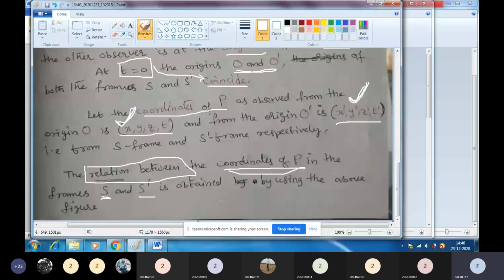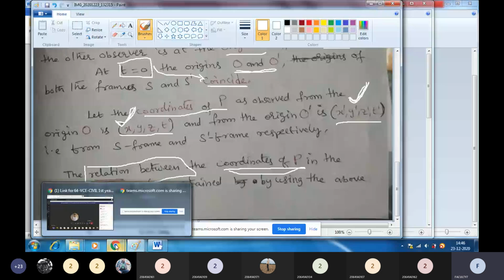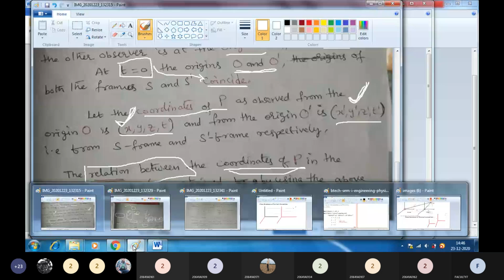So is there any doubt? If you are having any doubt, you can express it in the chat box. Let me check the chat box once.